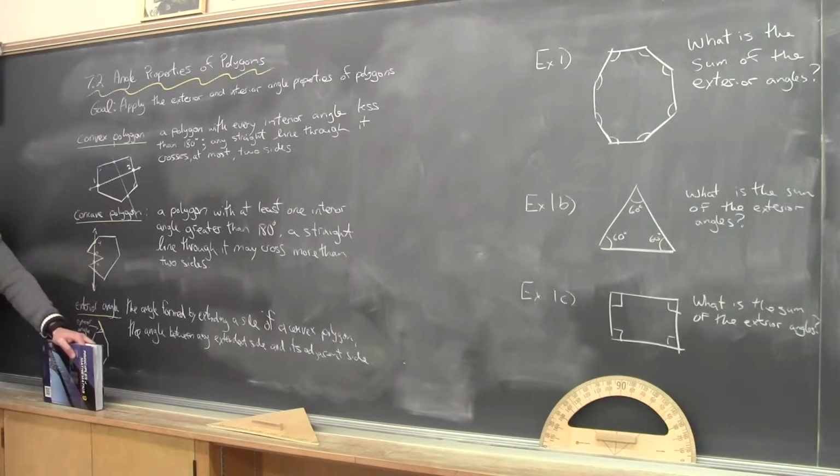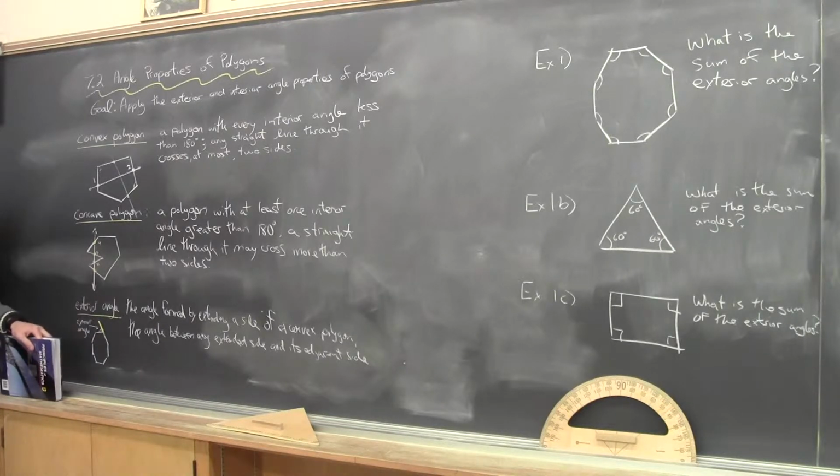If, however, we're talking about a concave polygon, we have a polygon with at least one interior angle greater than 180. A straight line through it may cross more than two sides. All right, so you can see here, it's kind of a Pac-Man shaped figure. If we draw a line through the mouth of Pac-Man, we're actually going to cross at 4 points. Okay, so this is an example of a concave polygon. So very important that you guys understand the difference between the two, because it will change the problem. Okay, if we're talking about convex versus concave.